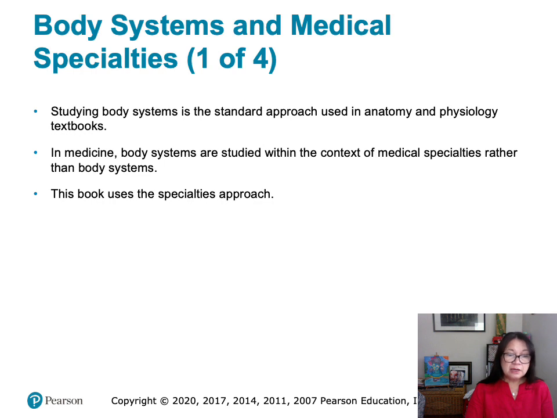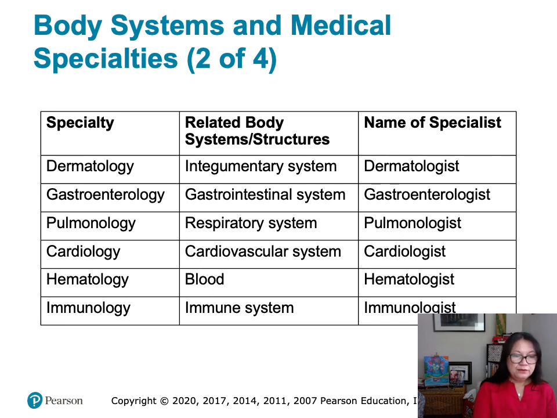However, in medicine, body systems are always studied within the context of medical specialties. Medical specialties, not body systems, are used to name departments in the hospital, such as the Department of Cardiology. They're also used to name medical specialists, for example, cardiologists. Because this class and the textbook that we're using is about medical language, its chapters are based on medical specialties, just as in the world of medicine. Let's go through the medical specialties one by one.